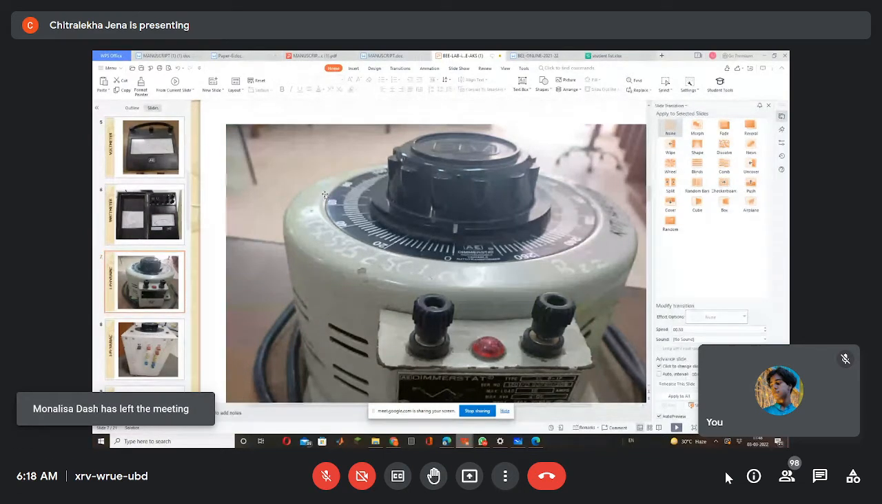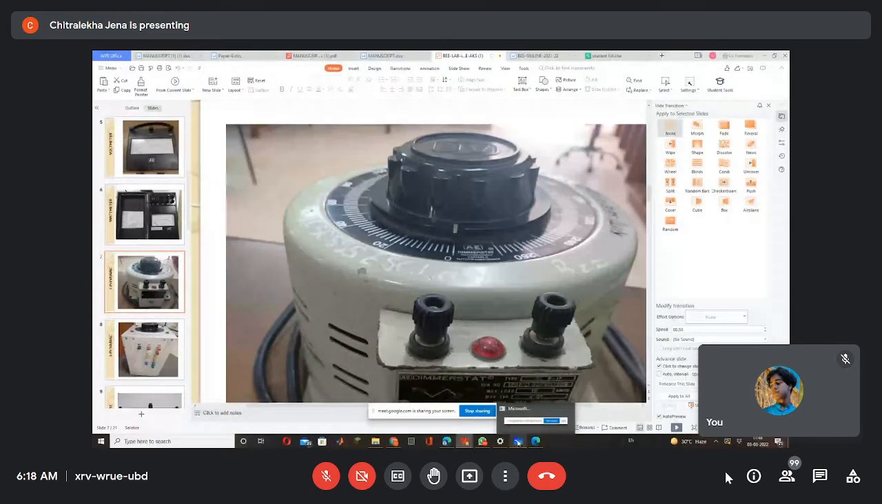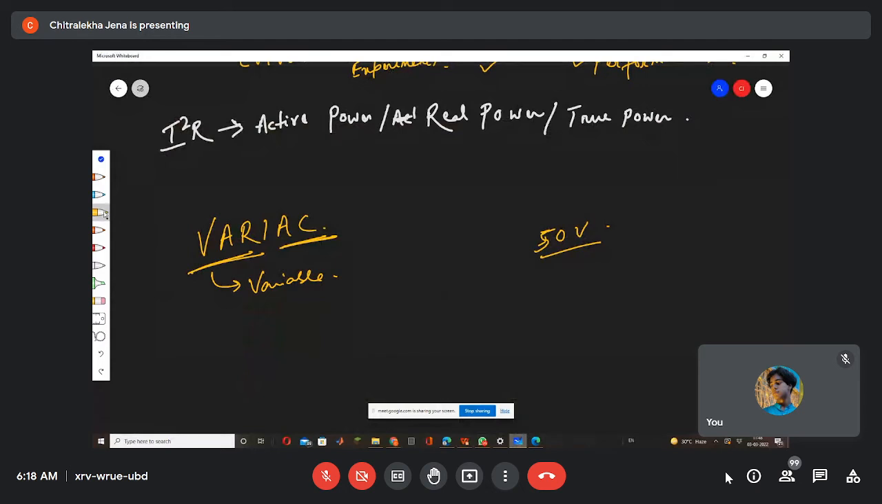This is nothing but actually a single phase auto transformer. Remember it. One winding is there, and when you are changing this knob, this is actually what we are doing. Auto means a single winding transformer. There are no two windings. Part of the winding is common to both primary and secondary.